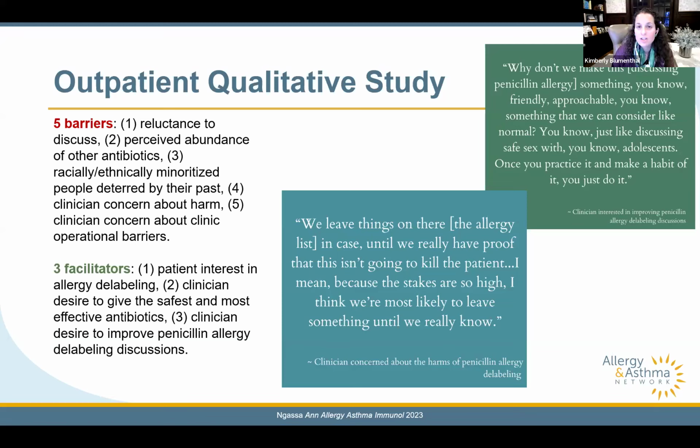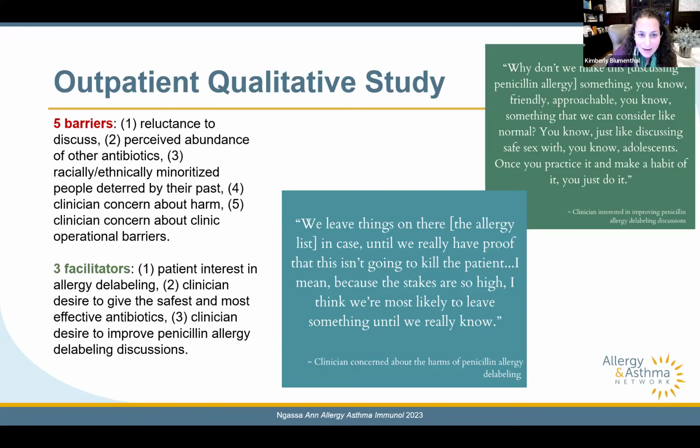There was clinician concern about harm, so having real robust systems in place and collaboration with allergists is important. Then there was clinician concern about clinic operational barriers, like how much delabeling could happen in primary care. And then there were facilitators, which is that patients were interested generally, clinicians wanted to use safe and effective antibiotics, and they wanted to improve their ability to do delabeling discussions. This is what we learned from going into primary care clinics in Boston.